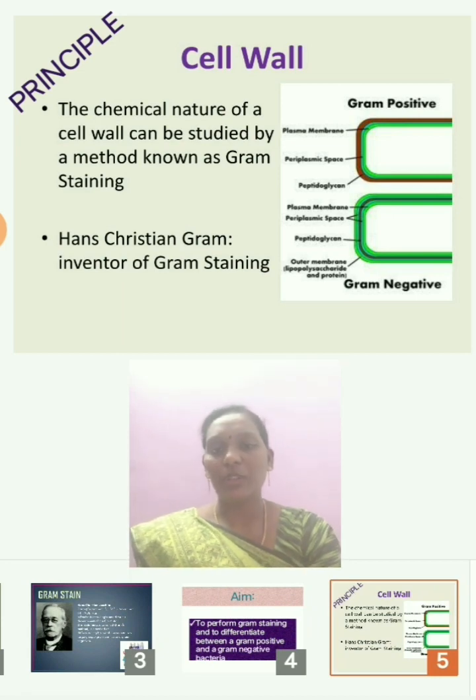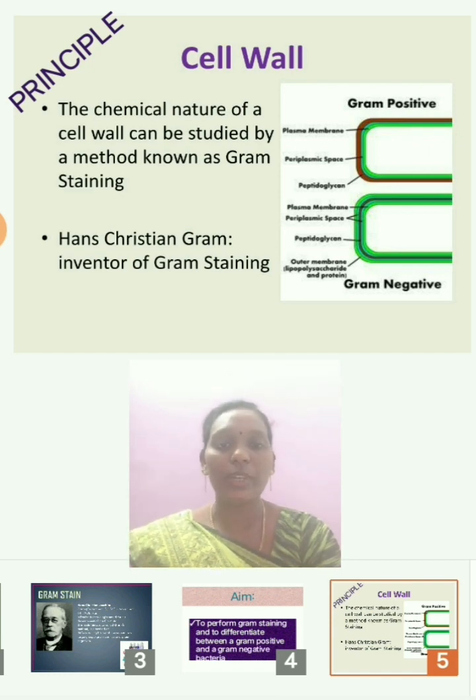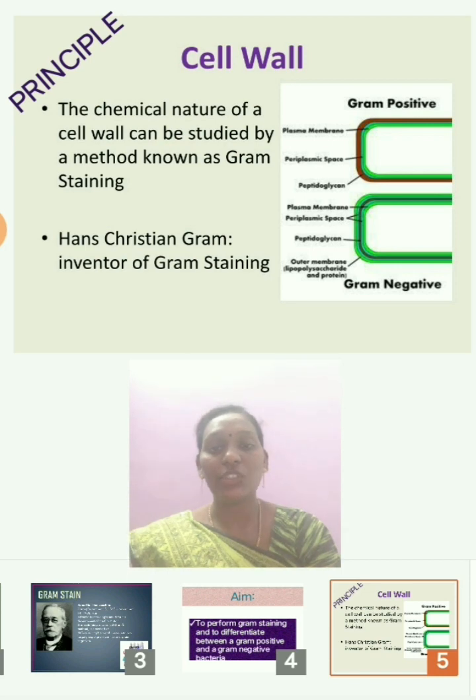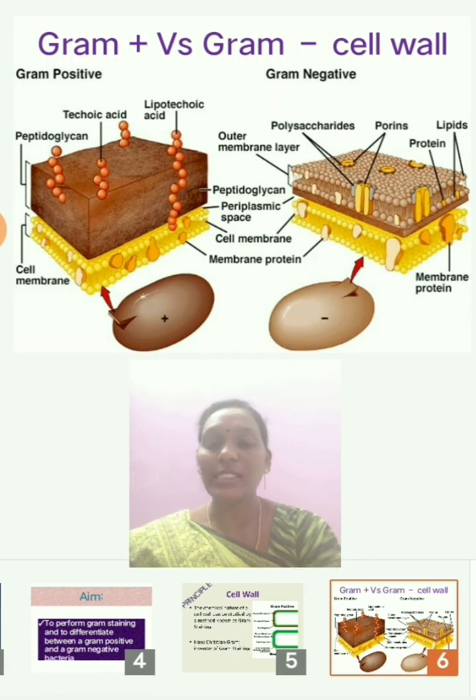So, what is the basic principle behind this gram staining method? It is the cell wall composition of gram positive and gram negative cell walls. The cell wall composition of gram negative and gram positive bacteria differentiates the two groups of bacteria. It is the thing with which you are differentiating gram positive and gram negative bacterial cells.